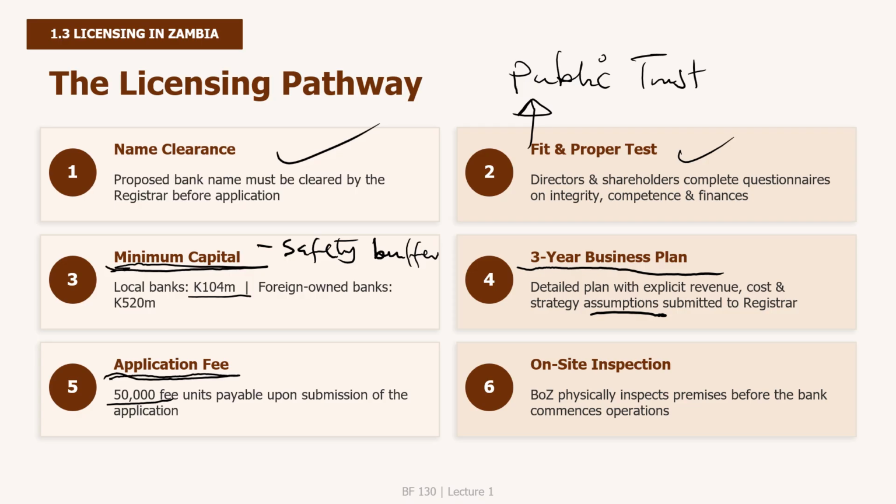The sixth stage is the on-site inspection, definitely. We need to see that you have the things that are needed, so physically the premises will be inspected, just checking that everything is matching what is on paper. And then after that, you are now considered for licensing.